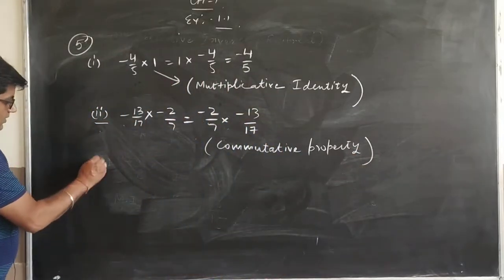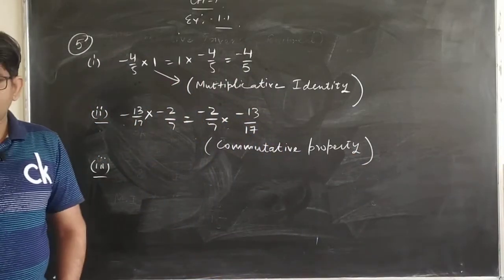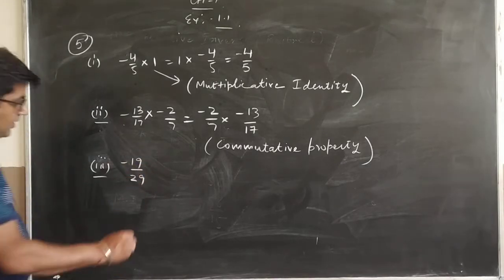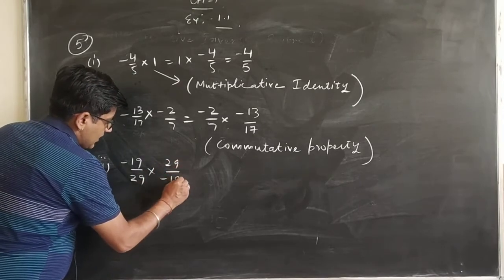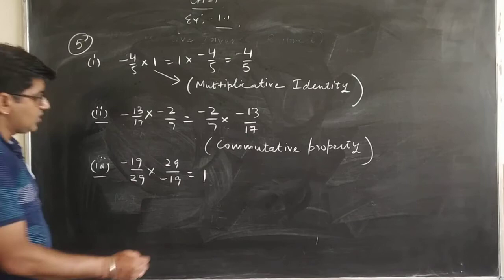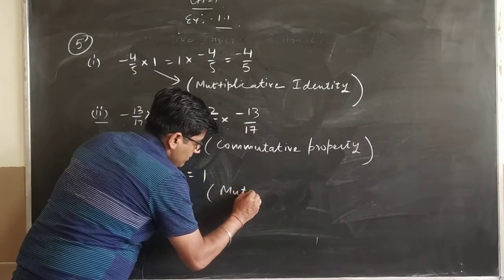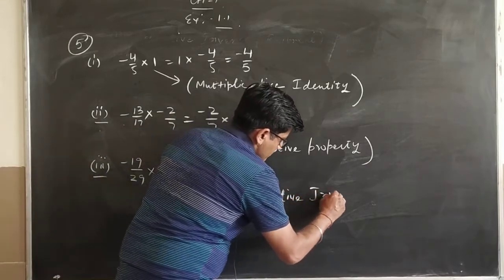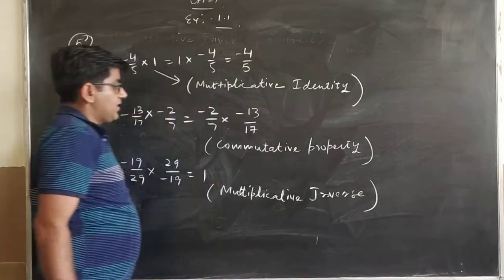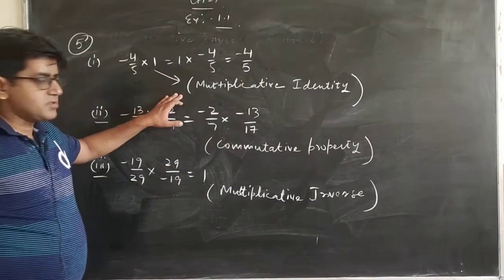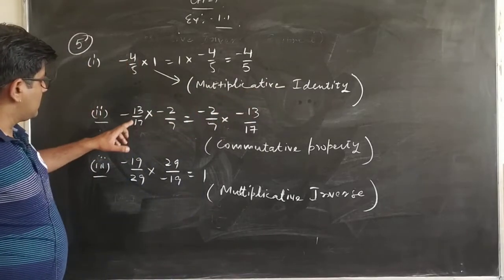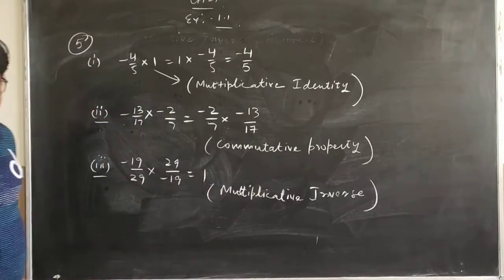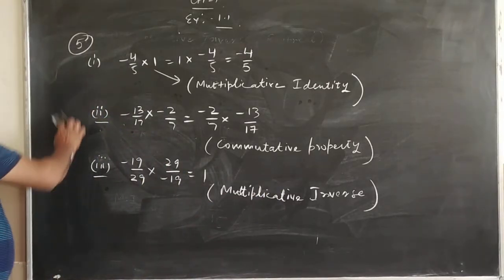Now the next property, third part of the question. Here minus 19 upon 29 is multiplied with 29 upon minus 19 gives 1. So here the property used is multiplicative inverse. So in first part multiplicative identity, in second part commutative property, and in third part that is multiplicative inverse. Now we'll move to the next question.